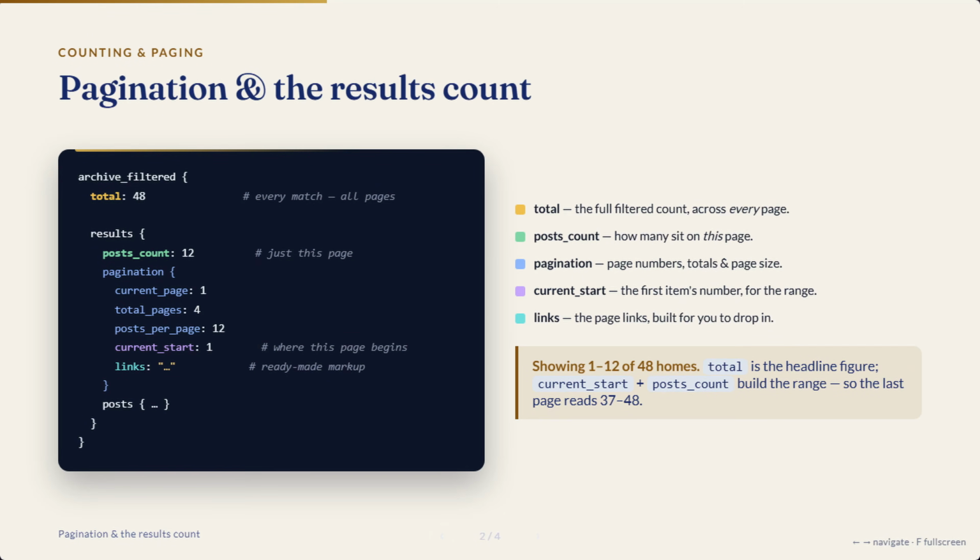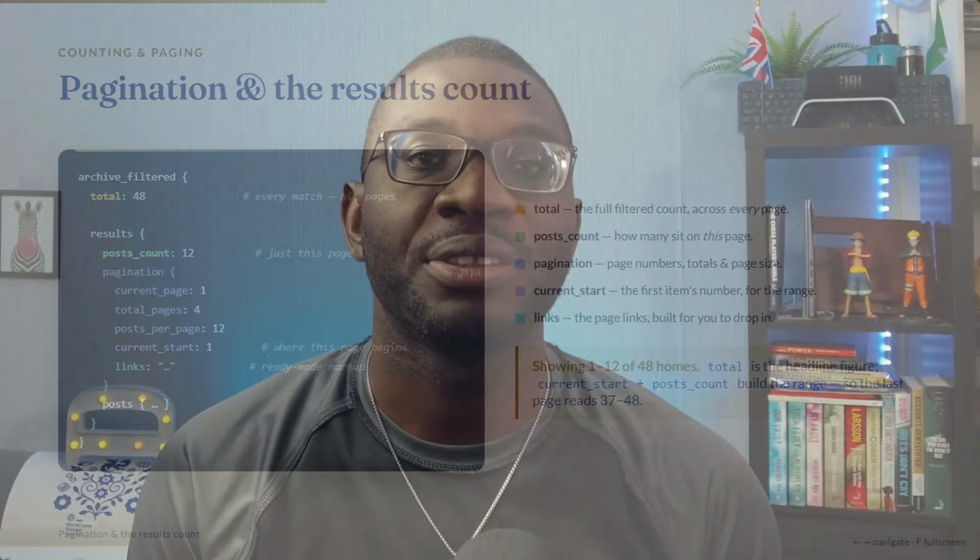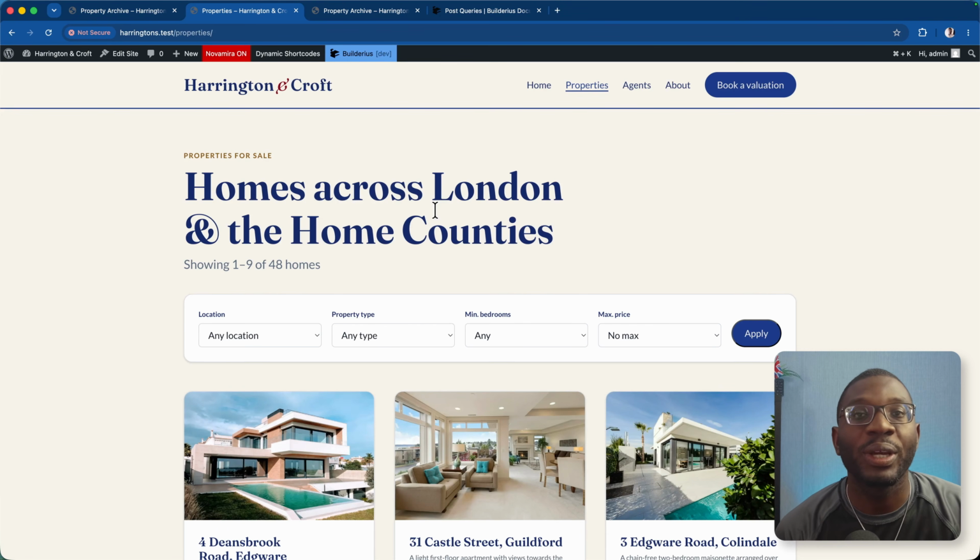So in today's video, we're now going a step further to show how we can use the pagination and results count to improve your archive property listing page. So now let's take a look. Here's a quick demo of what we want to accomplish in today's video.